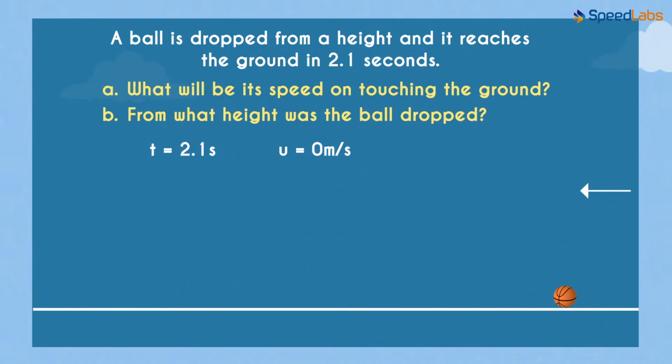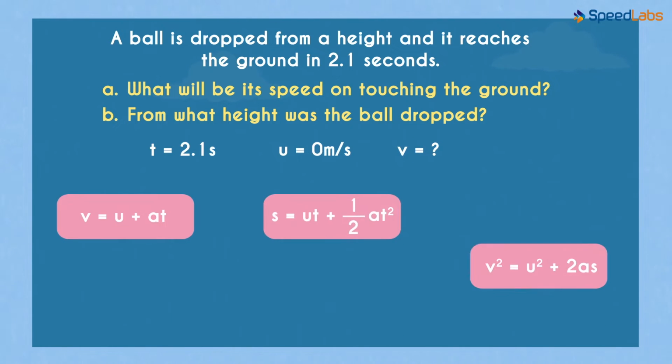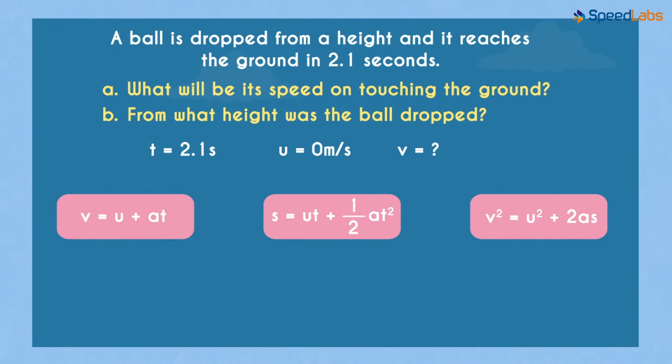Coming to the questions, what will be its speed on touching the ground? When the ball just touches the ground, what will be its speed? What we've been asked for is the final velocity v. Given just u and t, how can we find the value of v? These were the three equations of motion, if you remember. Which of these three would give us the value of v in this problem?